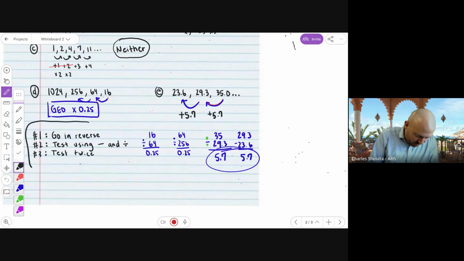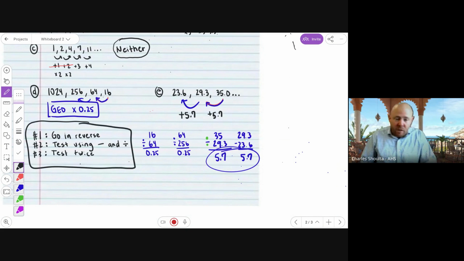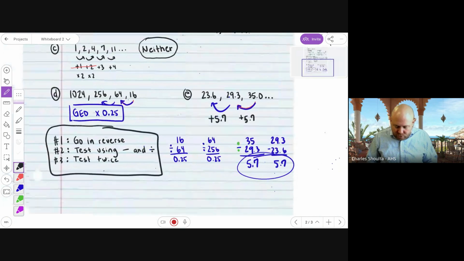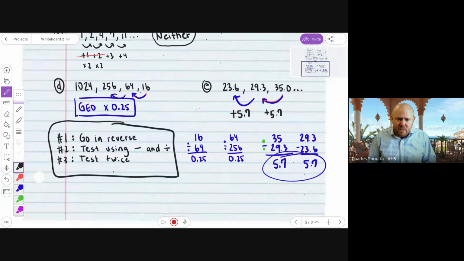This is probably the most important part of the lesson. If you're not good doing some of the math in your head, this always works. Start at the back, go this way, try subtraction and division, and see if it matches. They both have to be the same thing. If they don't both give you the same thing, then the answer would be neither. Okay, so there we go.